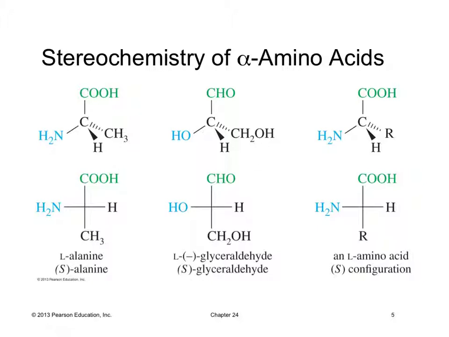Stereochemistry of alpha amino acids, as we learned previously: this is an L-alanine in which you have priority 1, 2, 3. It's going in the clockwise direction. However, the hydrogen is coming out at you. As a result, it's an S-alanine. Same thing here with Fischer projections: 1, 2, 3, going in the clockwise direction. Again, H is coming out at you. As a result, this is S.